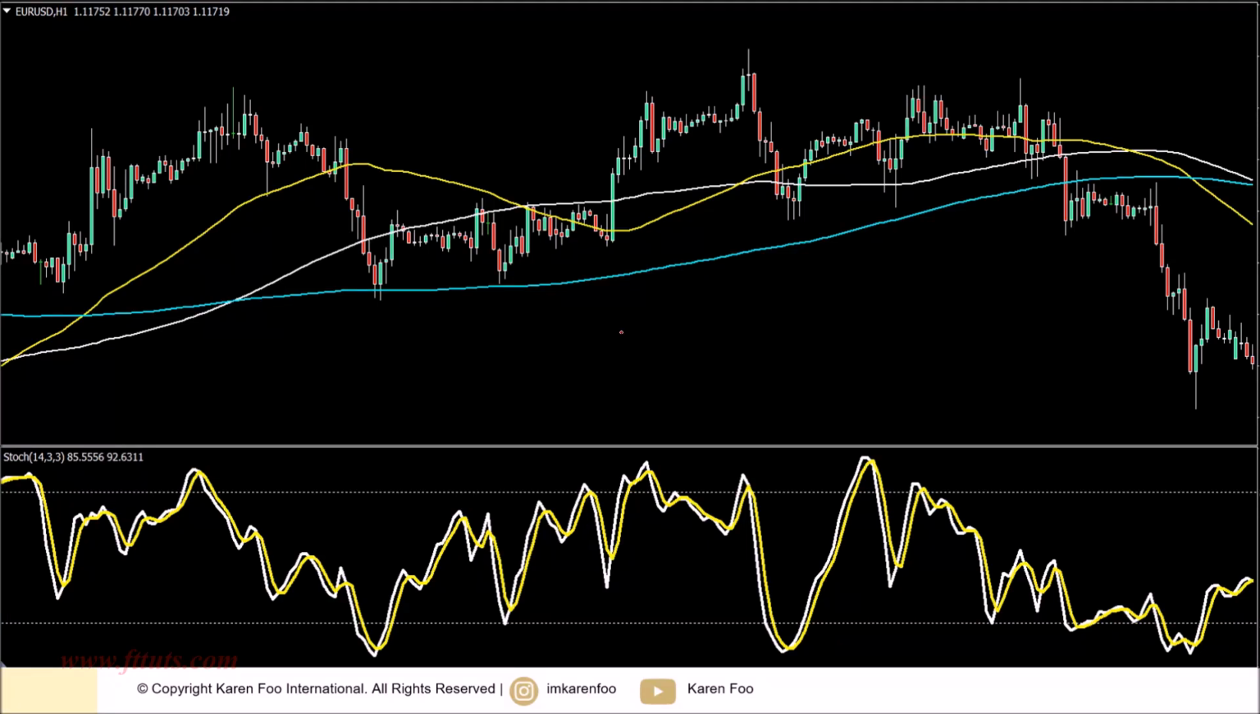So another example for you, can you spot the dojis? So you can see there's a triple doji over here, which means that traders are very indecisive. So of course a double doji would mean more uncertainty as compared to a single doji.